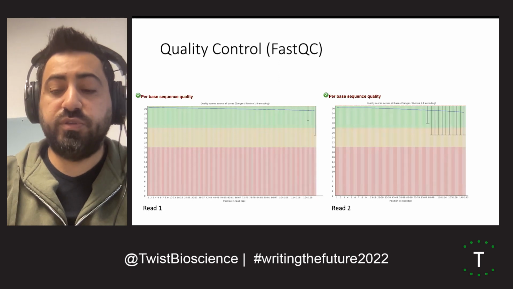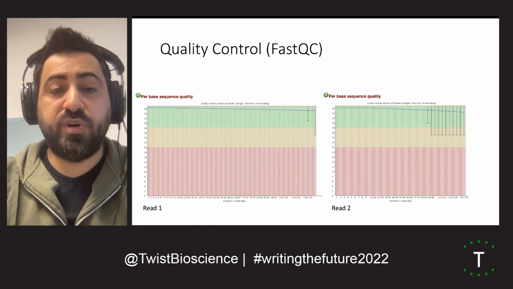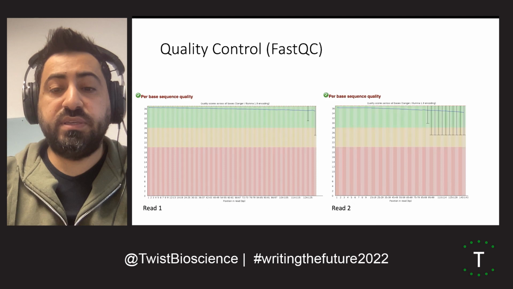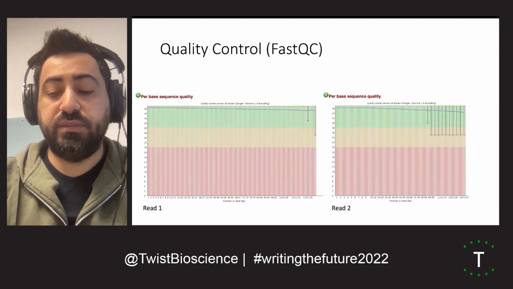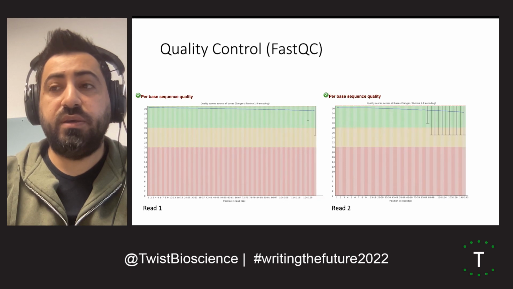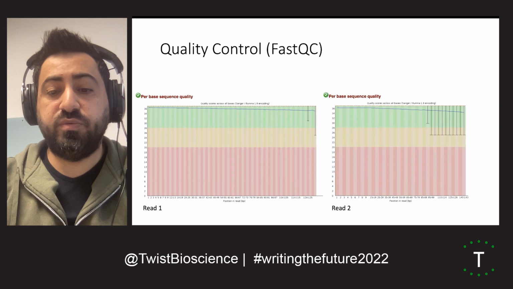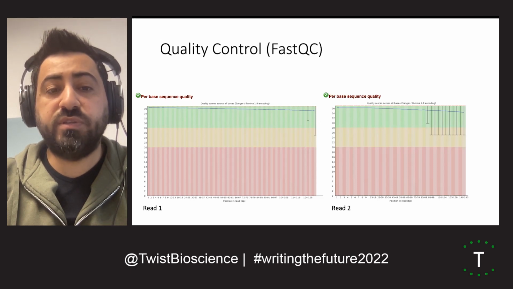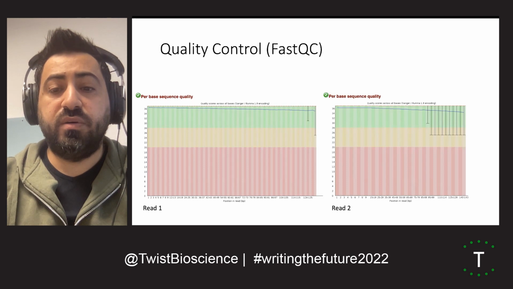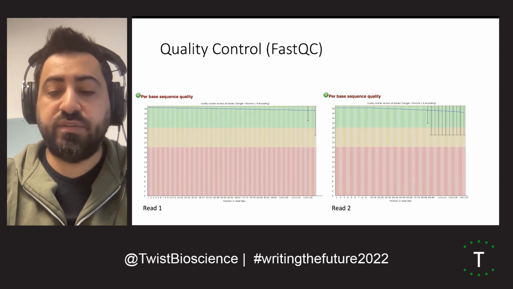So now I move on to the technical part. Using this kit, the Twist 96 Plex, we extract the DNA from horses, we pool them at the very first step together in equimolar amounts, and then we prepare the library and send it for sequencing.